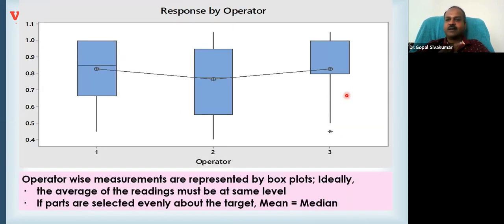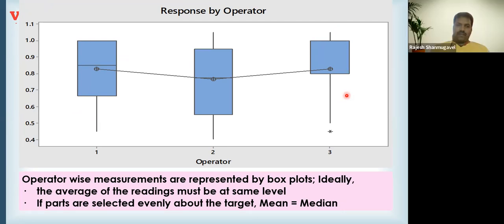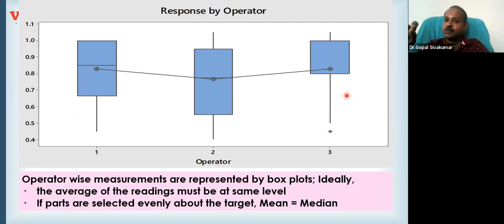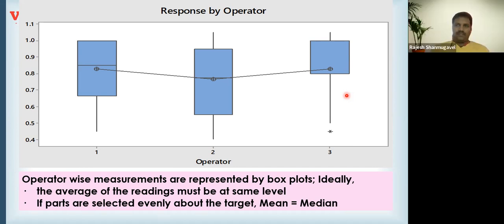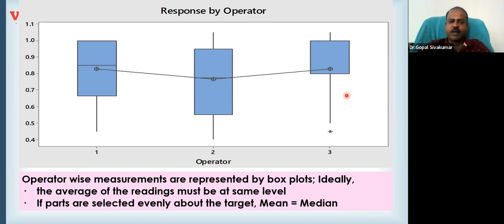And now, coming here, this graph is called a box plot. Do you remember I advised you to keep your data normal? Am I right? You selected 10 parts, 5 on the right side, 5 on the left side. In a perfect normal distribution, mean will be equal to median and will be equal to mode. Mean will be equal to median.